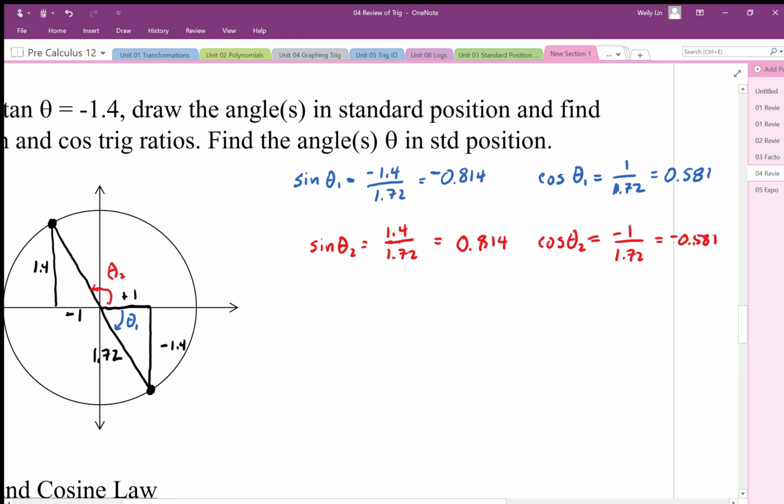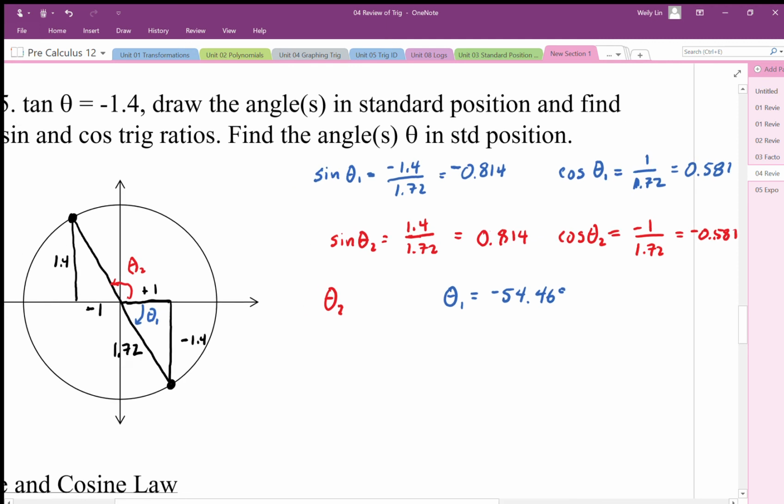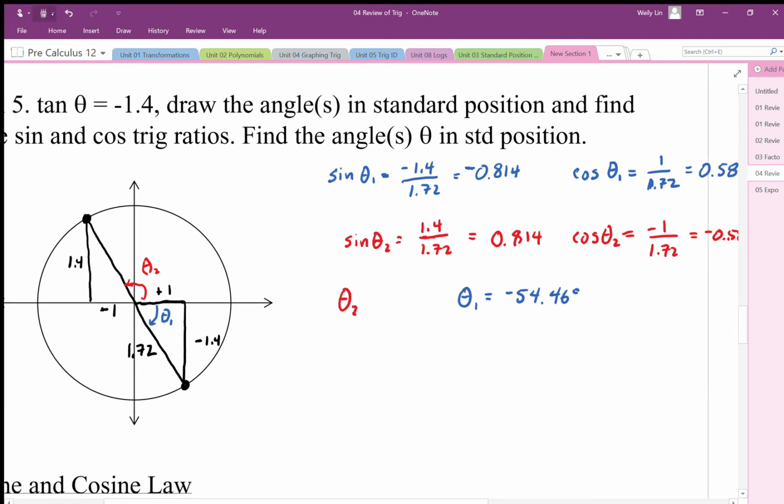Then finding the angle in standard position, I have to find both angles. So I'm just going to do the inverse tan of negative 1.4. I'm going to call these angles theta 1 and theta 2. The angle that I'm getting from my calculator is negative 54.46 degrees.